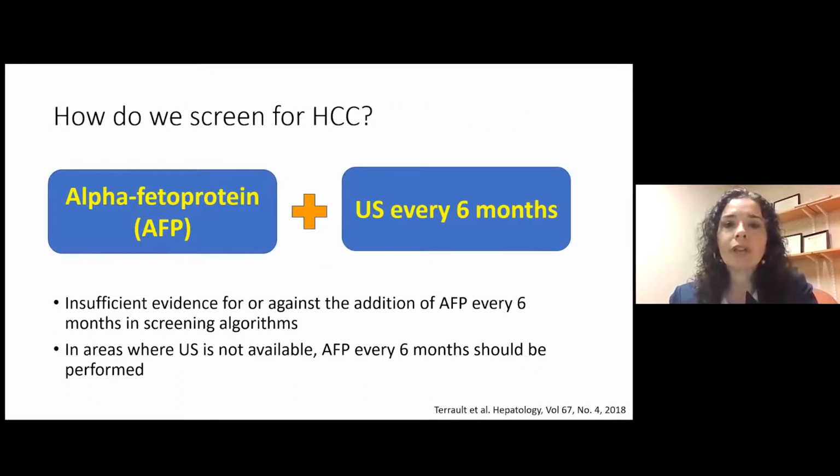So how do we screen for HCC? We use serum alpha-fetoprotein and ultrasound every 6 months. In the past, there may have been confusion regarding this topic. However, the guidelines recommend this because there's insufficient evidence for or against the addition of AFP every 6 months in screening algorithms, so they've decided to include this. In areas where the ultrasound is not available, it's also important to know that you can use AFP every 6 months, and that should be performed as your method for screening for HCC.